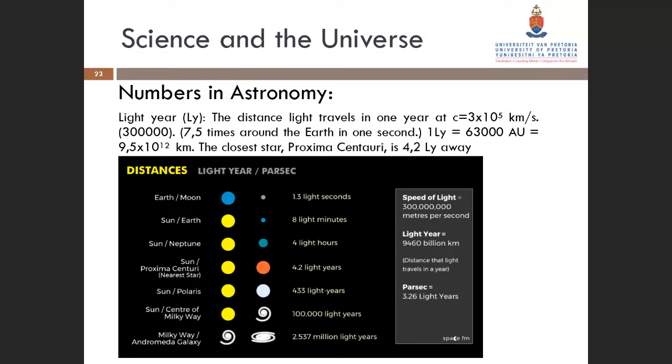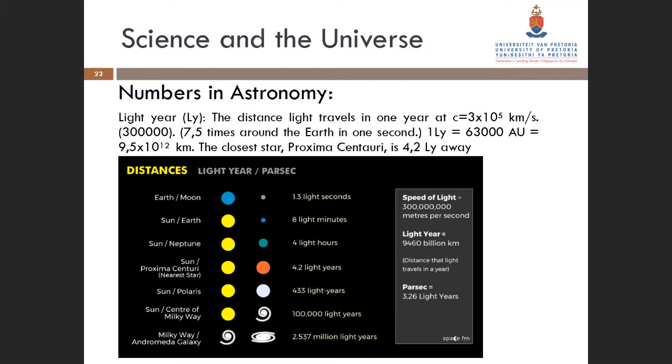Then we move over to the light year. So the light year is the distance light travels in 1 year. The speed of light is 3 times 10 to the power 8 kilometers per second. So I see there's a typo made here in my slides. I will fix it.